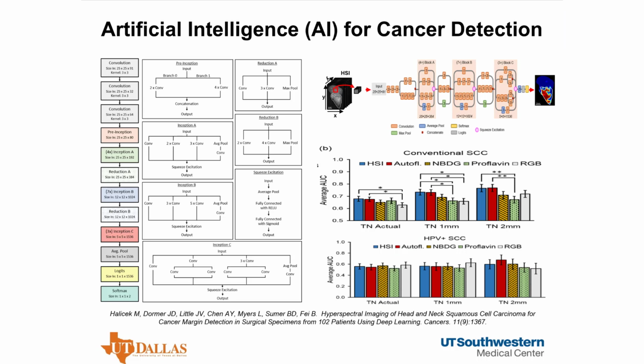So we developed artificial intelligence technology for cancer detection. In this study, we use the Inception 4 convolutional neural network, as shown on the left side. The CNN architectures are customized for the hyperspectral imaging cube. We use TensorFlow, Python, and the NVIDIA GPU. And the result shows that the AI algorithms and hyperspectral imaging are able to detect the tumor margin with accuracies of 90% for conventional squamous cell carcinoma, and 97% for HPV positive squamous cell carcinoma. That's a very exciting result.